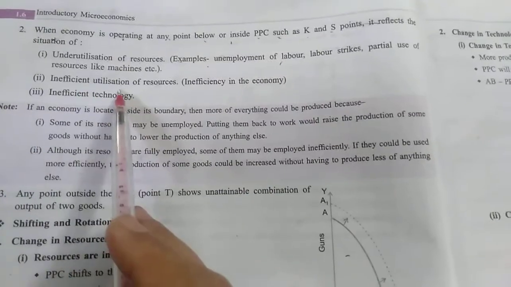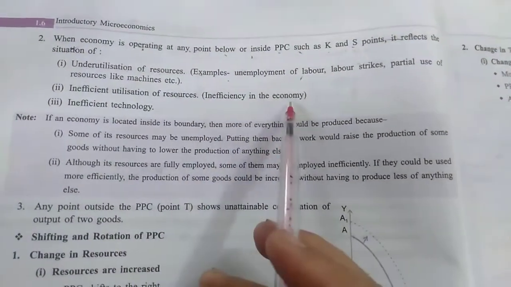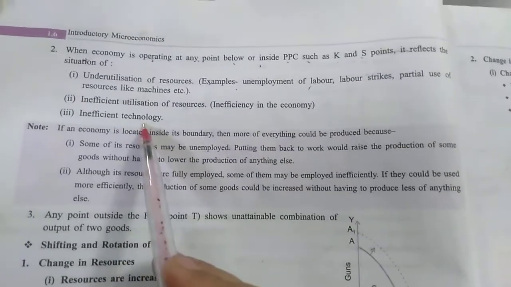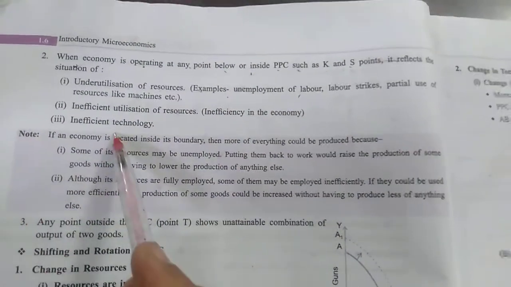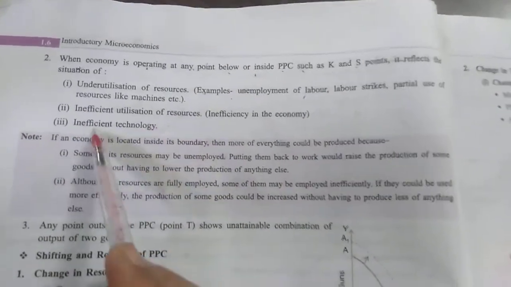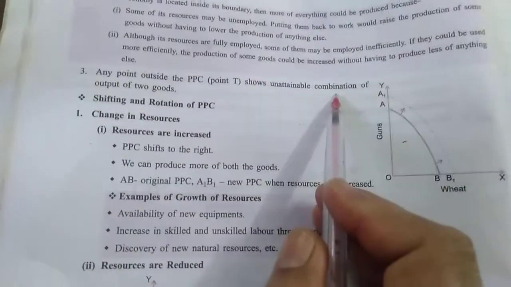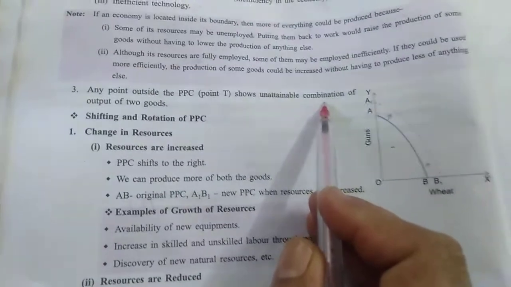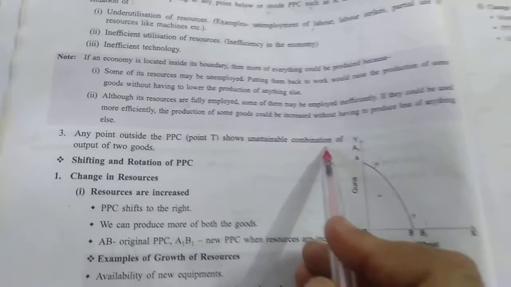Second is inefficient resources, inefficiency in the economy, or obsolete technologies. Obsolete means old, which is not new or not proper, that is inefficient technology. So the condition is like this. And the third is the unattainable combination, which we have already discussed. I hope this is very much clear to you all.